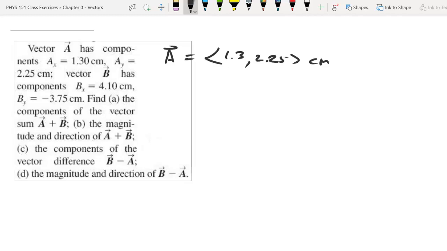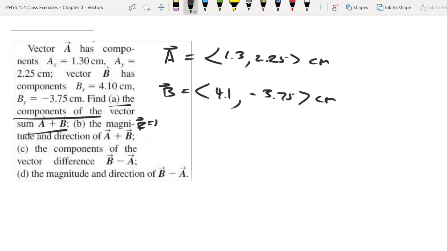And vector B, I can describe the same way. The x component there is 4.1 centimeters, and the y component is negative 3.75 centimeters. Okay, so there's A and B. And they want us to first find the components of the sum A plus B. So I can call, let's say, the resultant vector R equal to vector A plus vector B, okay?